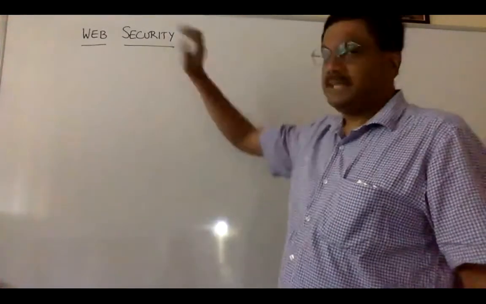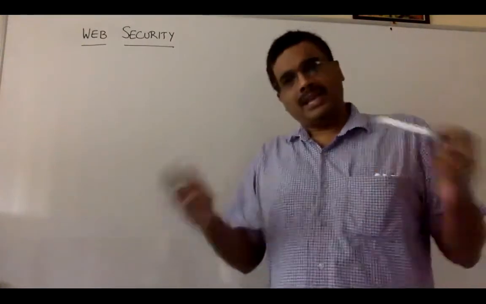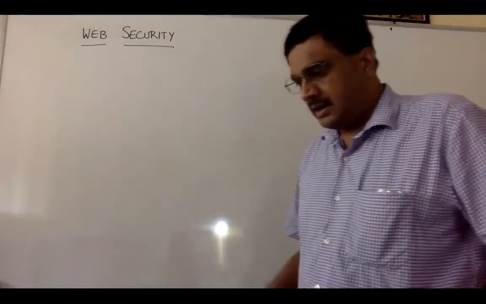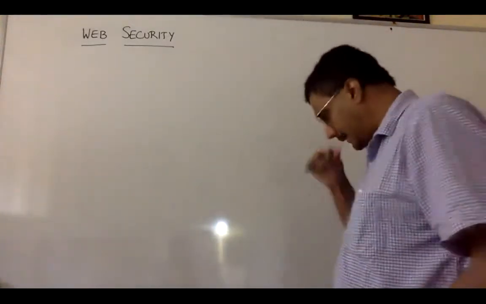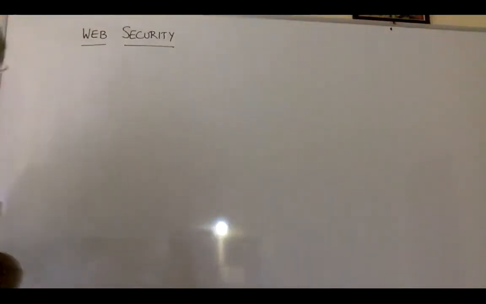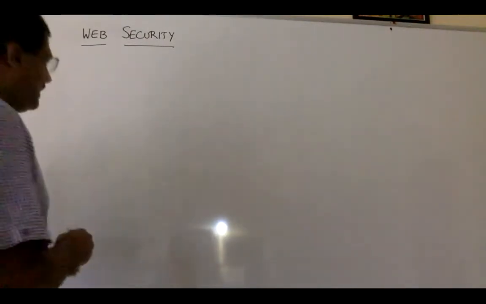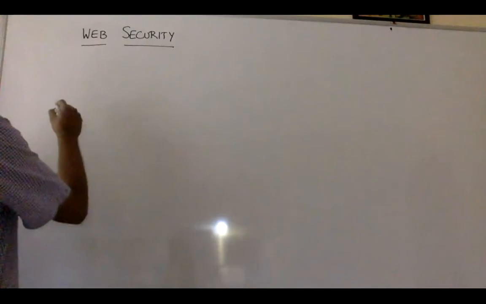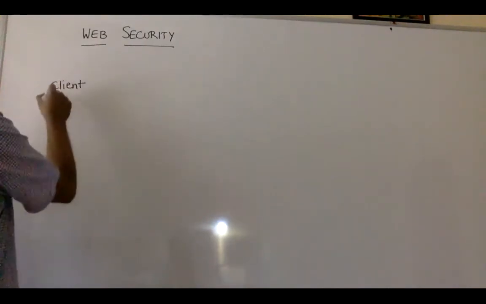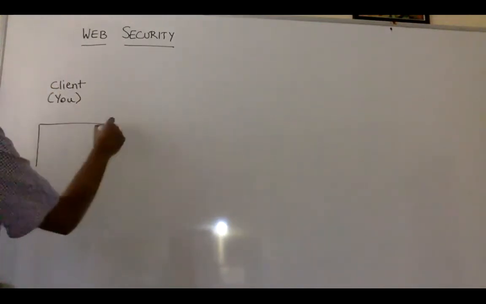So when we consider web security, let's first try to understand what the ecosystem is made up of, and then we will look at the threats that arise in this ecosystem. So when you talk about web security, what are the first things that come to mind? Well, of course, when you talk about the web, the first thing that comes to mind is the web client. This is somebody like you sitting in front of your web browser.